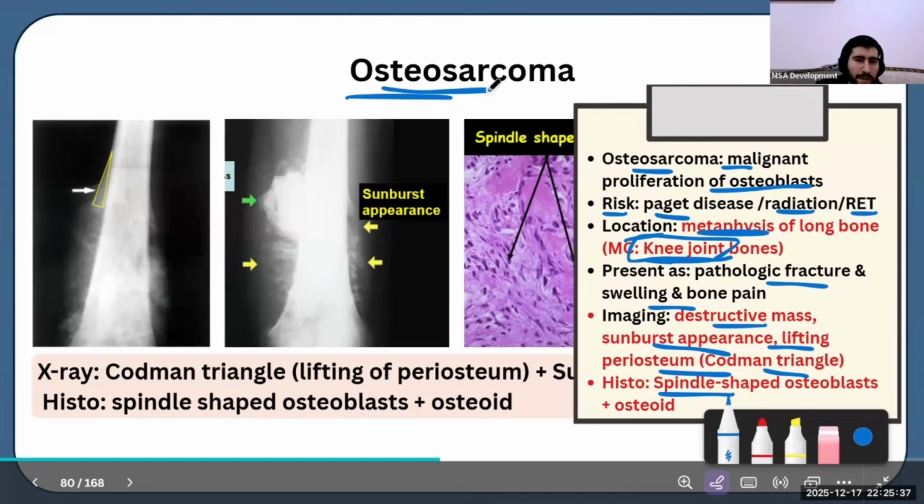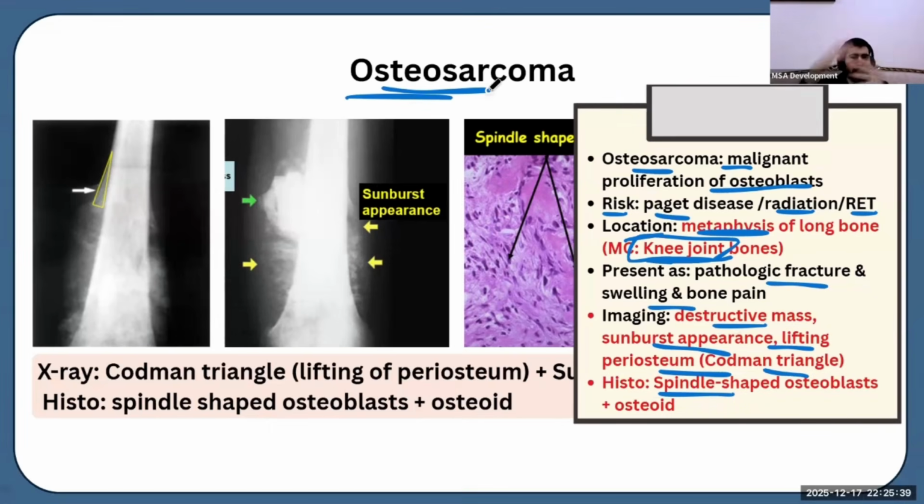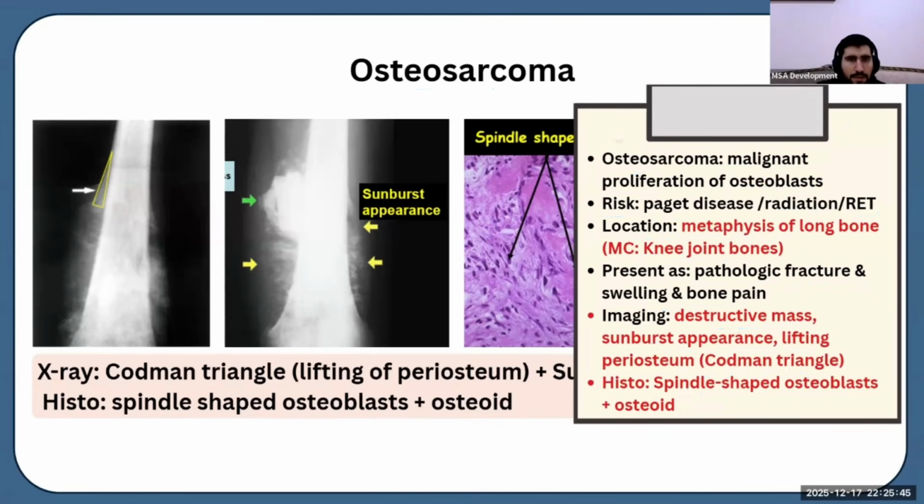Osteosarcoma causes formation of a very weak bone because it's just rapidly developing bone. So it causes common, frequent fractures.